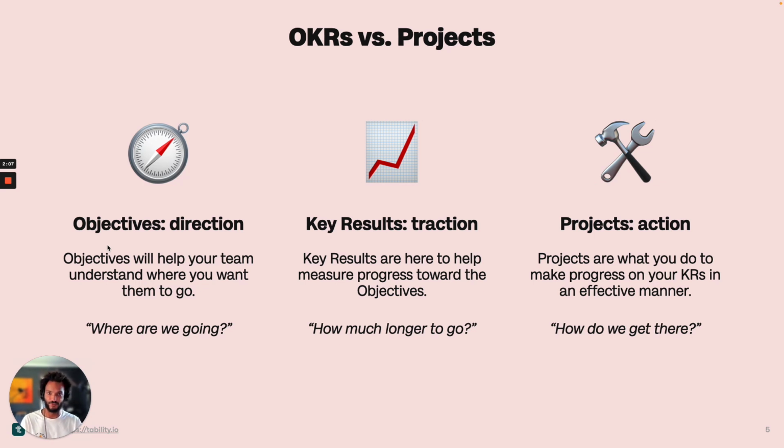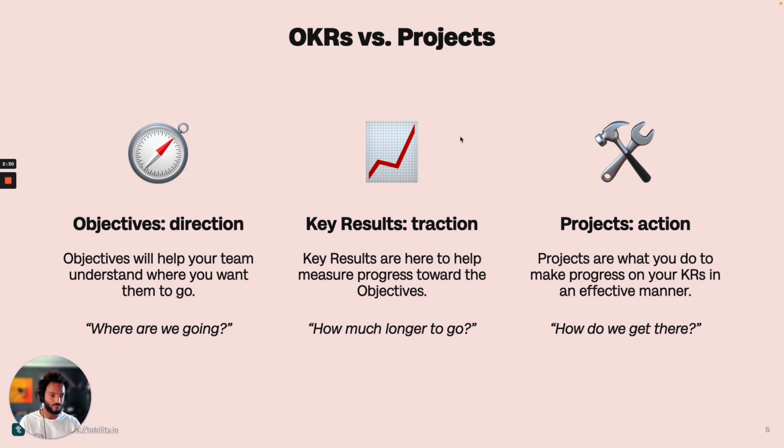Now, your key results are here to help you measure progress on your objectives. A good set of key results should help you build confidence during the quarter that you're getting closer and closer to achieving your objective. So objectives are really about answering the question, where are we going? And your key results are about answering the question, are we on track? Or how far have we gone?